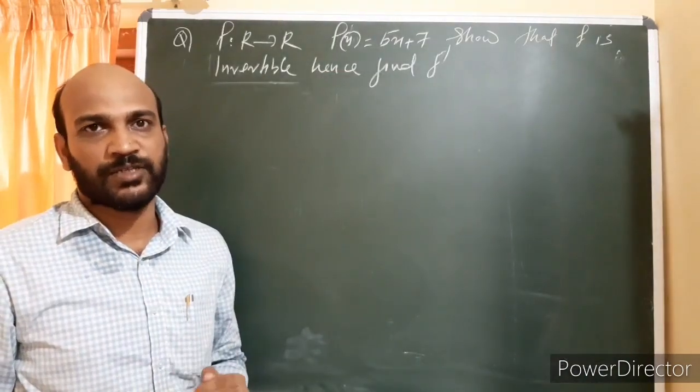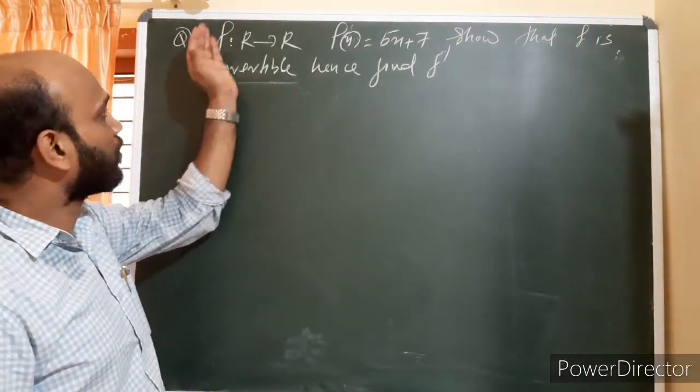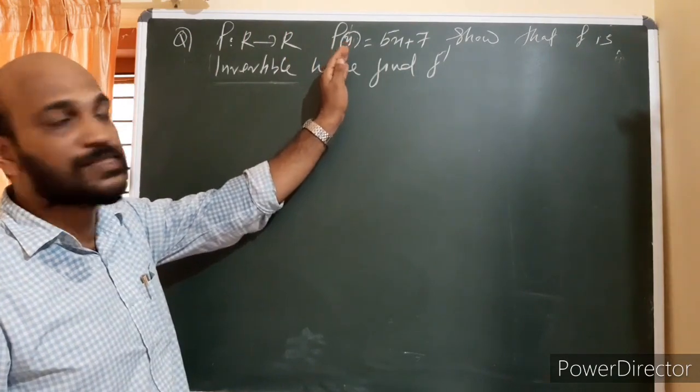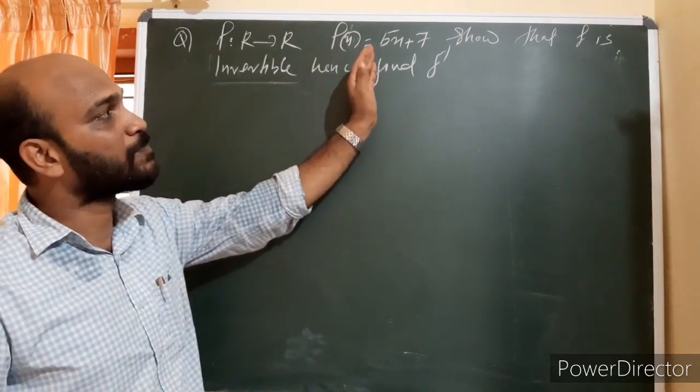Now we can do some questions. Question number 1. Let f from R to R be a function defined as f of x equal to 5x plus 7.